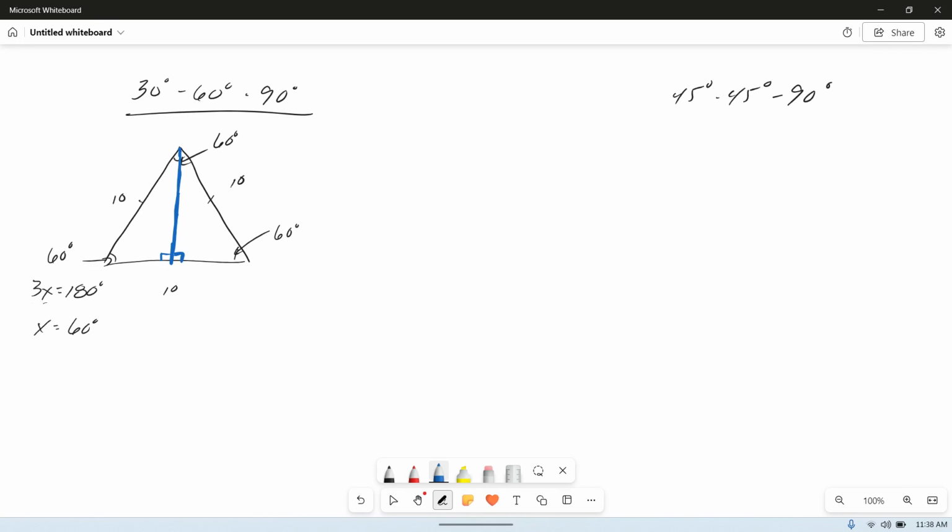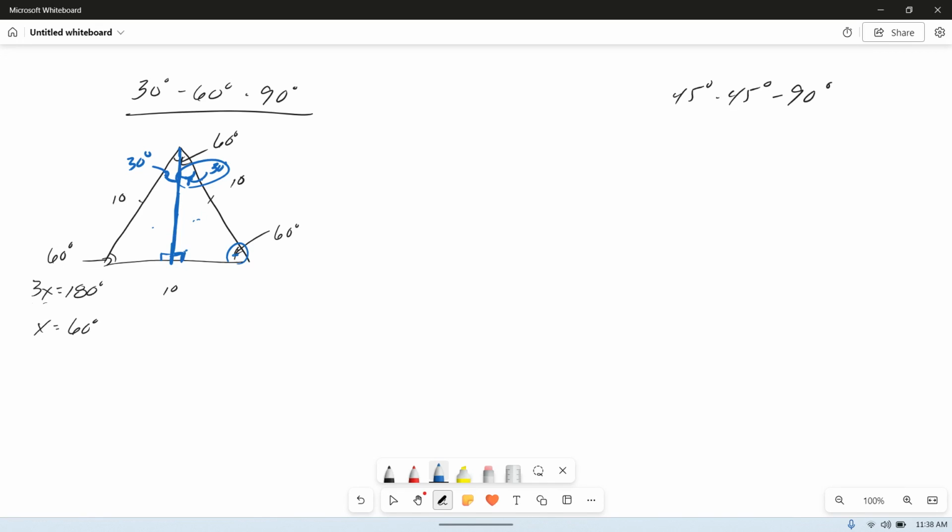From our properties of proving triangles congruent, we know that if we've got an angle, another angle, and a side that are congruent to each other, so this angle is 90 degrees, this angle is 60 degrees, and this side is 10, then these two triangles have to be congruent. What that tells me is that each of the angles up here, the one to the left and the one to the right, is 30 degrees. So we have a 30, 60, 90 degree right triangle.